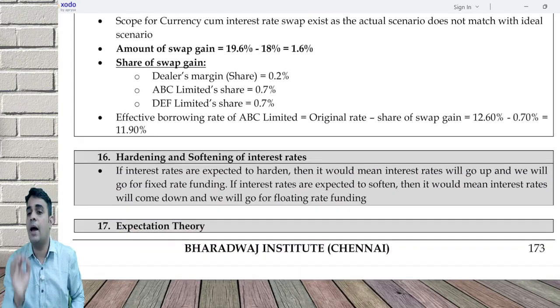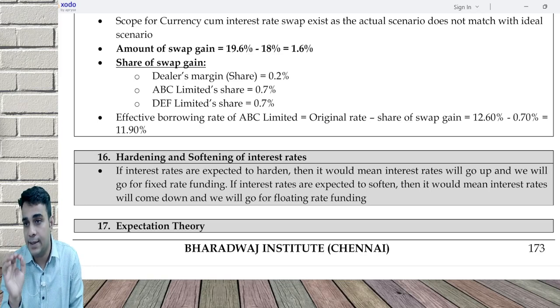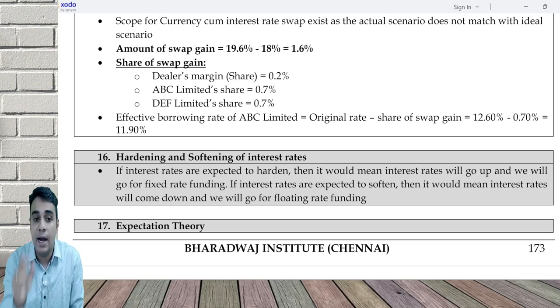Questions will sometimes use the words hardening and softening. What is hardening? Interest rates are likely to go up. What is the use of this? If interest rates are likely to go up, what type of loan do I want? Fixed loan. And softening means interest rates are likely to go down. I want a floating loan.